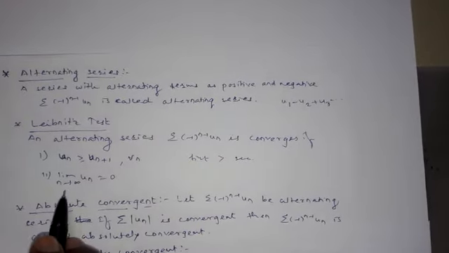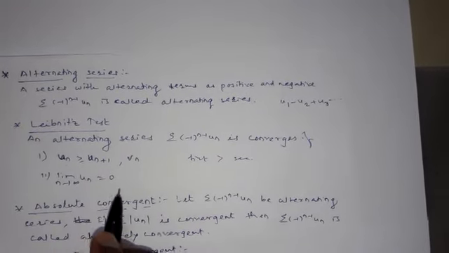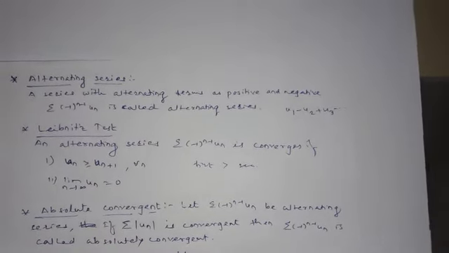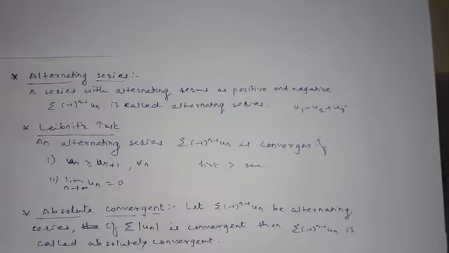And the second one is the limit as n tends to infinity of un is equal to 0. So the limit of the nth term is 0. Then we can say that the alternating series is convergent.